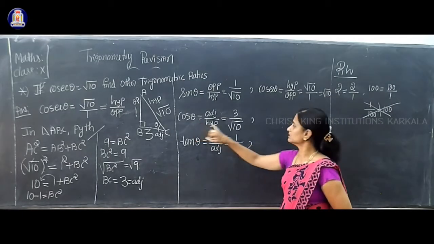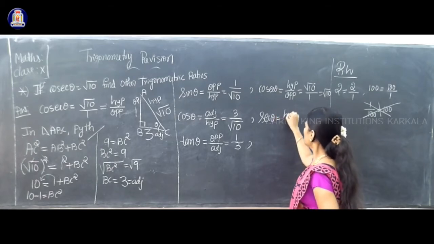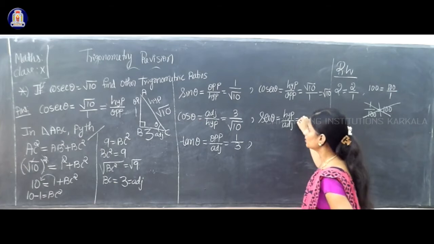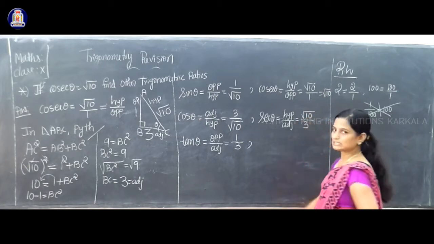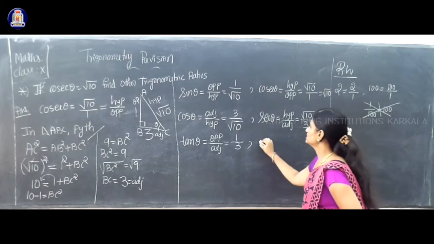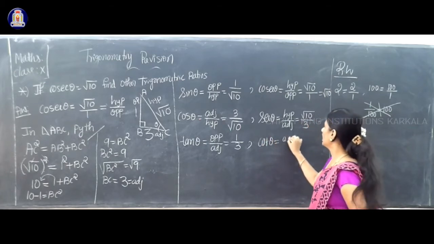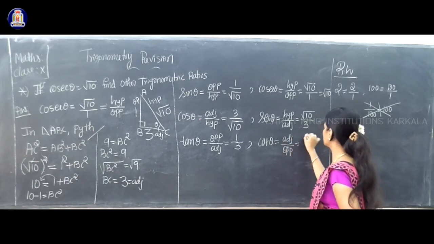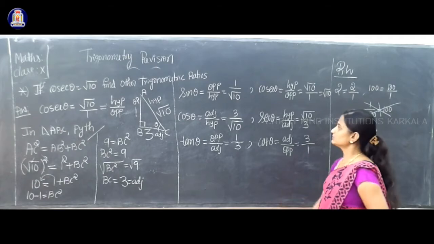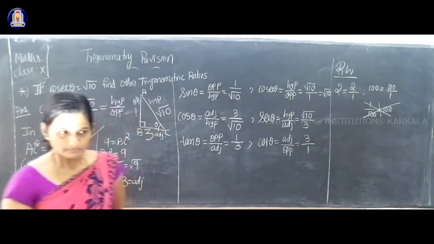Secant cos is this one. So next, secant theta. Secant theta is what? Hypotenuse side divided by adjacent side. Hypotenuse side is square root of 10, divided by adjacent side, which is 3. So now next is cot theta. Cot theta is what? Adjacent side divided by opposite side. Adjacent side is 3, opposite side is 1. So all 6 trigonometric ratios you got.